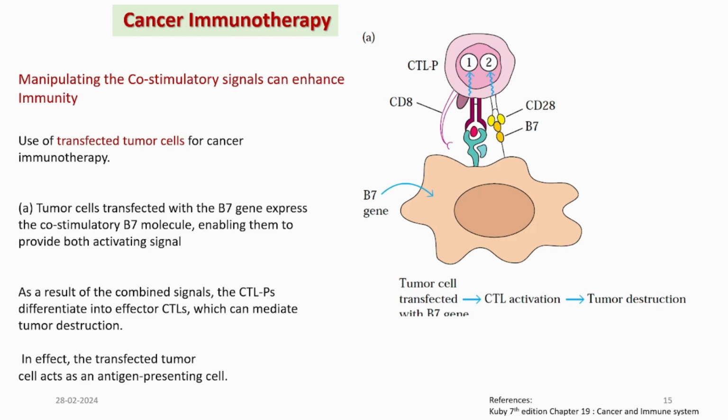The cancer cell is transfected with the B7 gene, and as a result of this, there is a combined signal. The progenitor cytotoxic T lymphocyte will be differentiated into the effector cytotoxic T lymphocyte, which can mediate the tumor destruction. And the transfected cell will act as a strong antigen presenting cell.